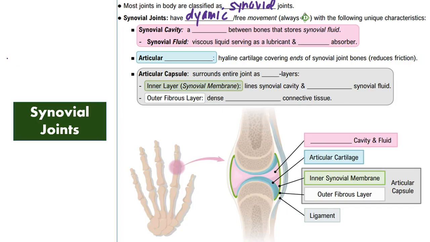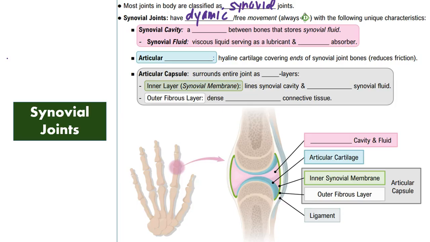Okay. Now remember, because there's more movement, you're going to have less stability, and with less stability, you're going to be more prone to injuries or dislocations or something like that, okay? But it is going to be important to know that not all synovial joints have the same type of movement. So not everybody's just like, oh, a large amount of movement. Some may have less movement, and we'll see those different types as we go along.